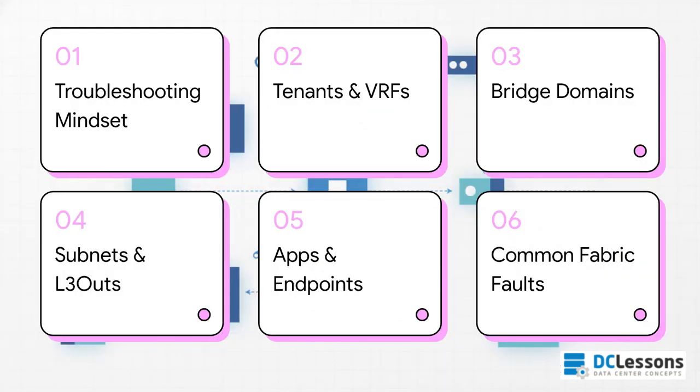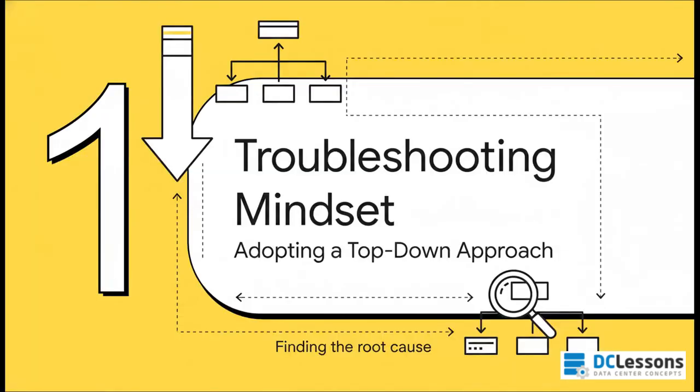To get there, we'll follow this roadmap. First, we'll get into the right mindset. Then, we're going to work our way top-down through the ACI model. We'll start big with tenants and VRFs, then drill into the Layer 2 bridge domains, the Layer 3 subnets, and go all the way down to the applications and endpoints themselves. And to wrap it all up, we'll even decode a couple of the most common fabric faults you're bound to run into.